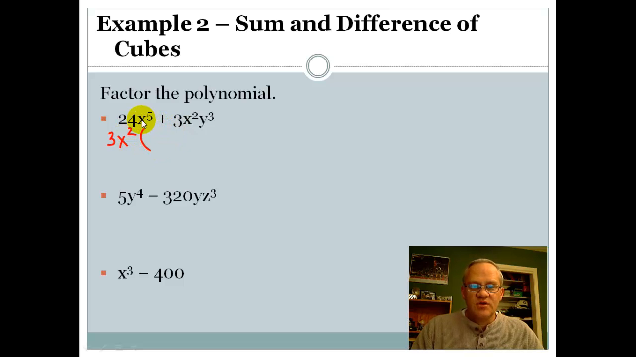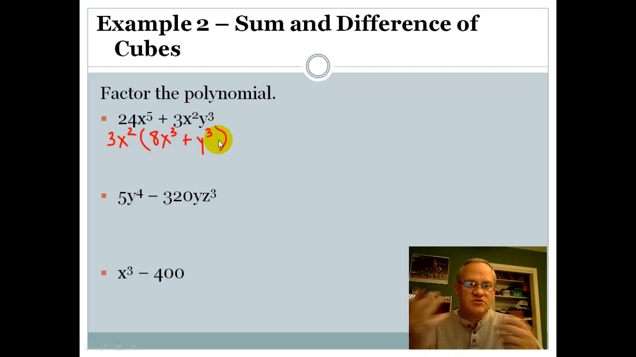What's left over? Well, 3 times what is 24? 3 times 8. And then if we took 2 x's out, we still have 3 x's left. And we took out the 3x here, so we have plus y to the 3rd. Okay, that's great. Good start. We took out a GCF. But now if you look closely at what's left here, we've got 3rd power and 3rd power. You go, this might be something with cubes, a sum of cubes. We just have to make sure 8 works.